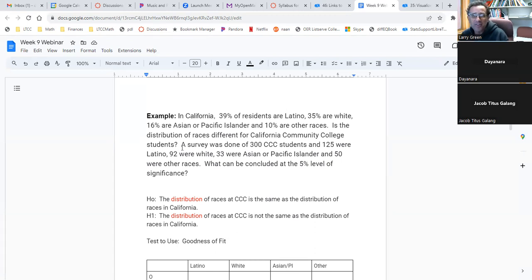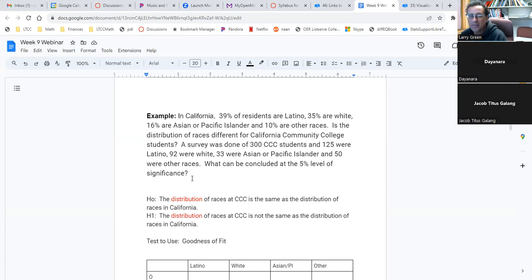So let's suppose that a survey was done of 300 California community college students. 125 were Latino, 92 were white, 33 were Asian or Pacific Islander, and 50 were other races. Okay, what can be concluded at the 5% level of significance? Okay, any questions on the question first?